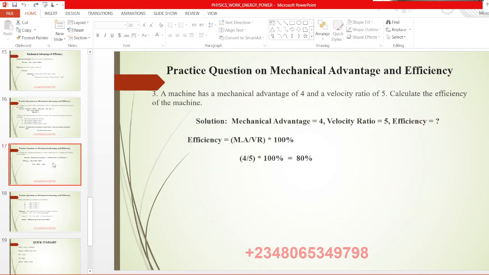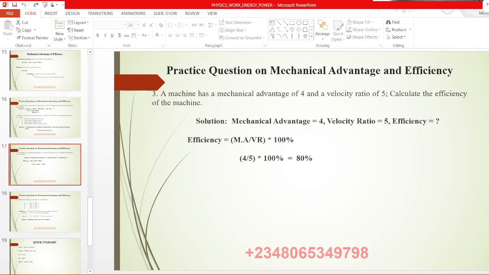Let's look at another question. A machine has a mechanical advantage of 4 and a velocity ratio of 5. That's the question. In this question, there is no useful work or work done, but it has been stated that the mechanical advantage is 4.